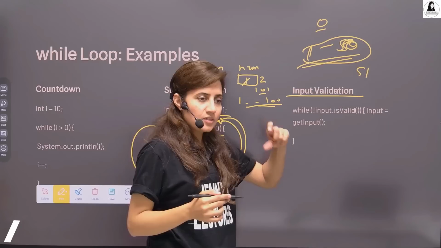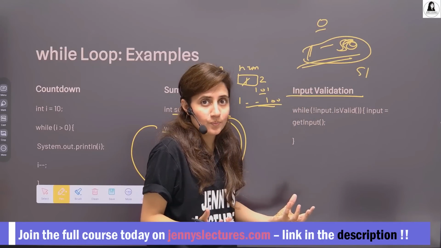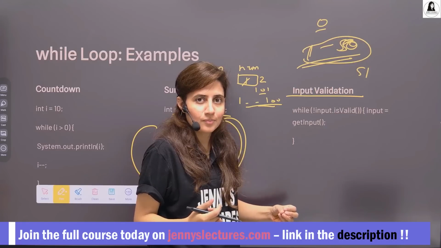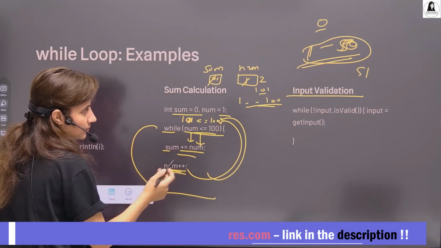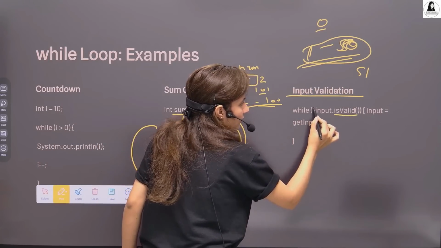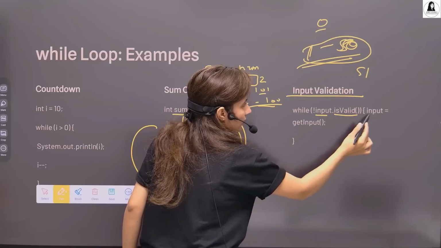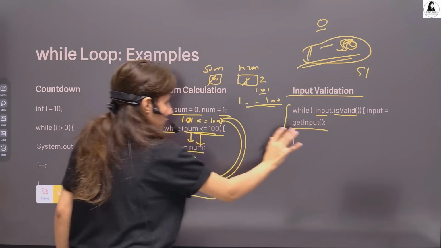So if you want to apply some validation on the input you take from user, then we can use while loop and do while loop also. But that we will see later. Okay, these are few examples. Like here we are using is valid, which is a method, and if not input dot is valid, then input is equal to get input, again get input. So you don't need to worry about this, you can leave it now.